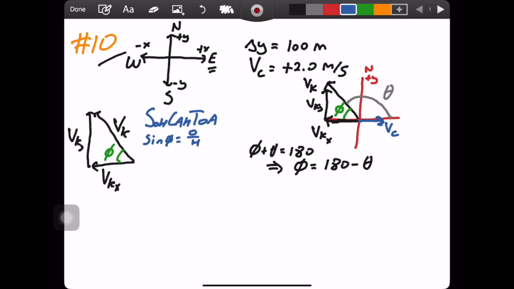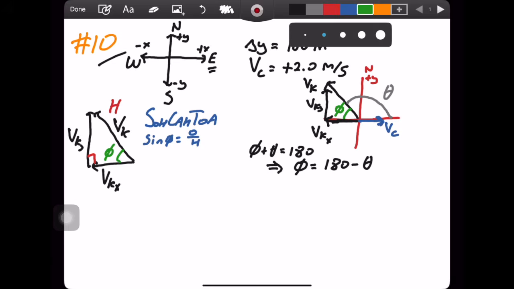And then we have to define what our opposite side is. The easiest side to identify is the hypotenuse. That's going to be the side of the right triangle that spans the two perpendicular sides, because these two legs are perpendicular. It's also the longest side of this right triangle, and so the hypotenuse is v_k, the kayaker's velocity. Now we have to figure out which side is opposite and which side is adjacent.